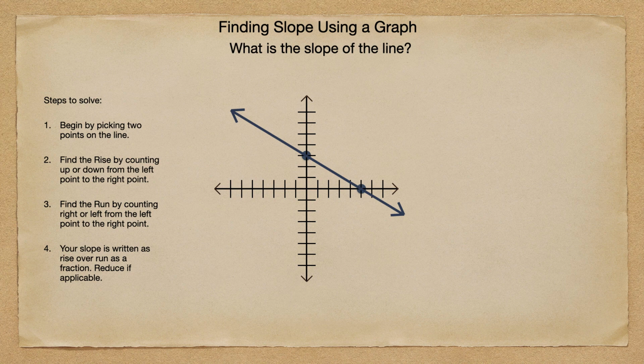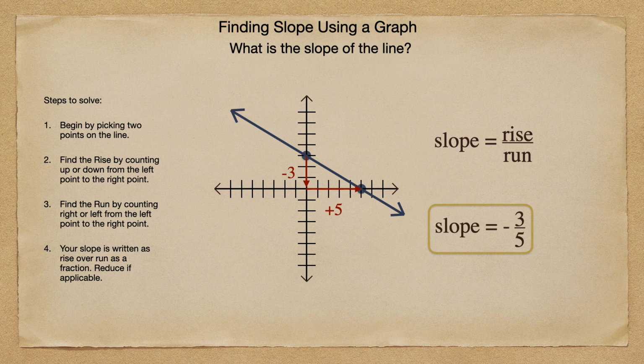To go from the left point to the right point, we are going to be counting down -3. To move to the point to the right, we are also going to have to move right and run 5 to the right. Our slope is written as rise over run. So our rise was -3 and our run was +5. So my slope is -3 over 5. Our solution becomes -3/5.